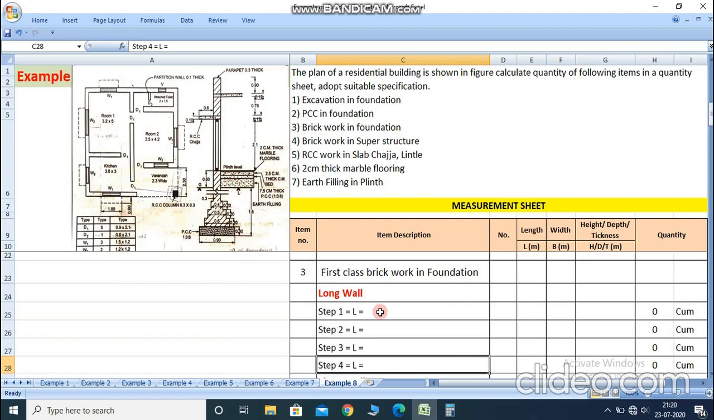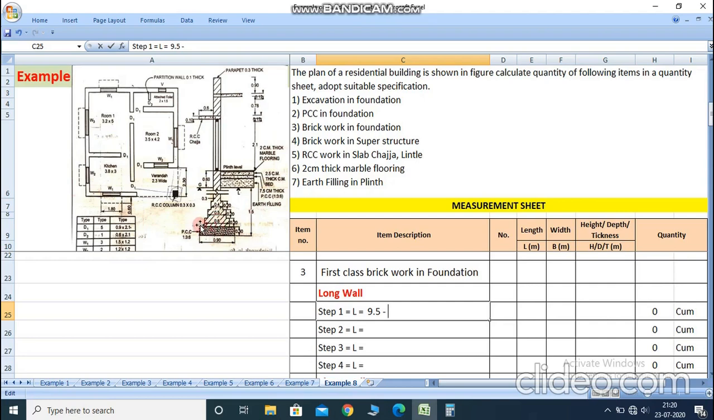So in step 1, the length of the wall we directly calculated. So it's 0.9 meter, the width of the PCC work. Total length is 9.5. So we write here 9.5 minus the difference of both sides of the offset, 0.9 minus 0.6, which is a 0.3 meter difference.